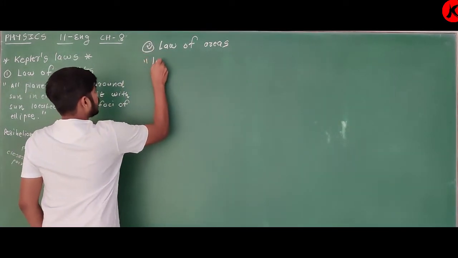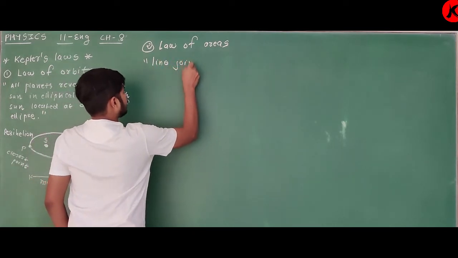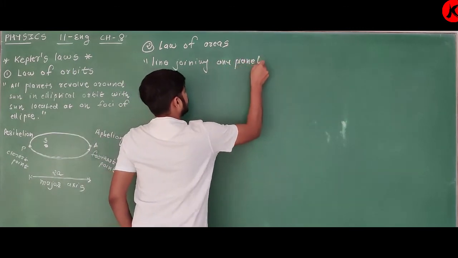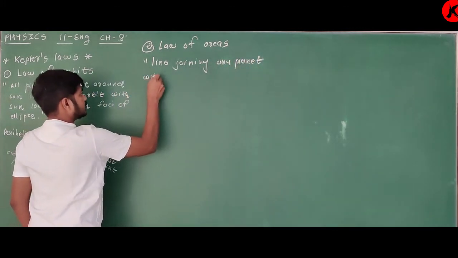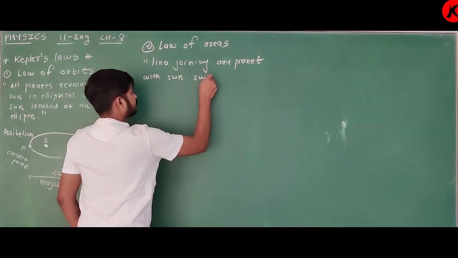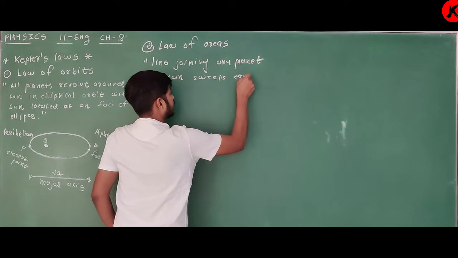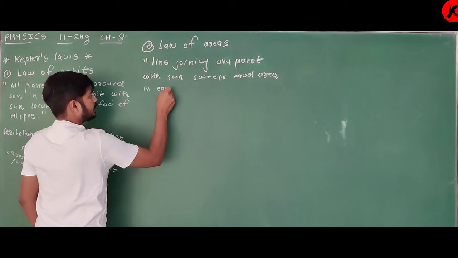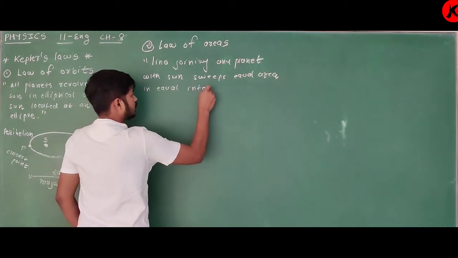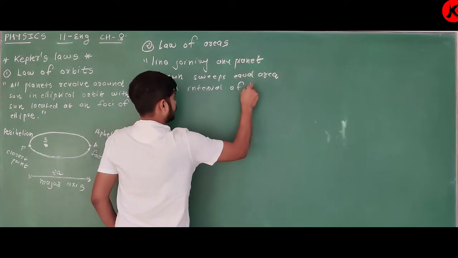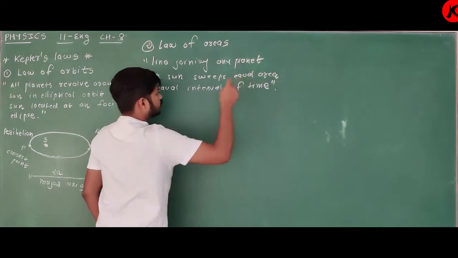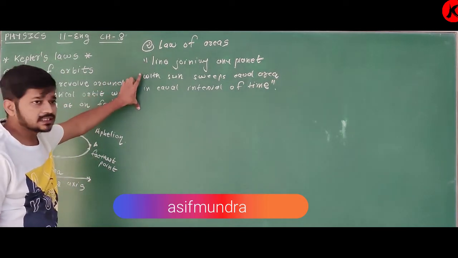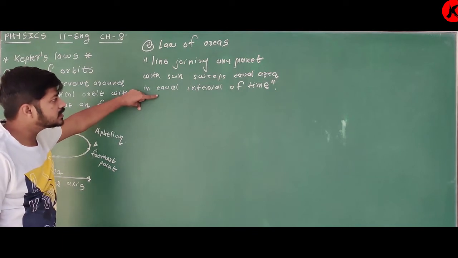The line joining any planet with the Sun sweeps equal area in equal interval of time. Okay, the line joining any planet with the Sun sweeps equal area in equal interval of time.